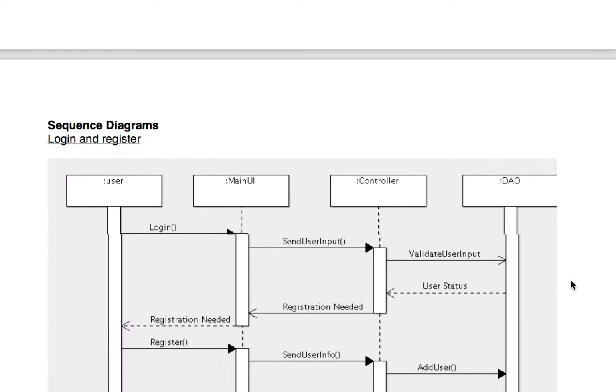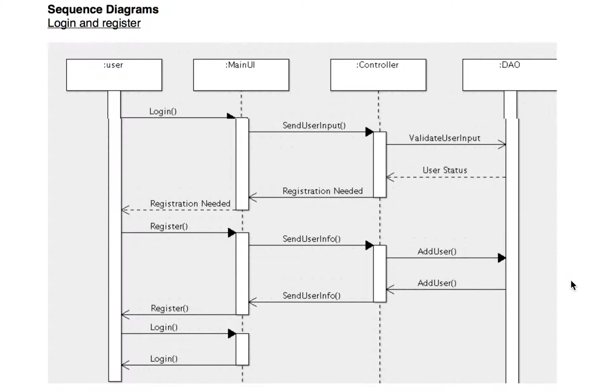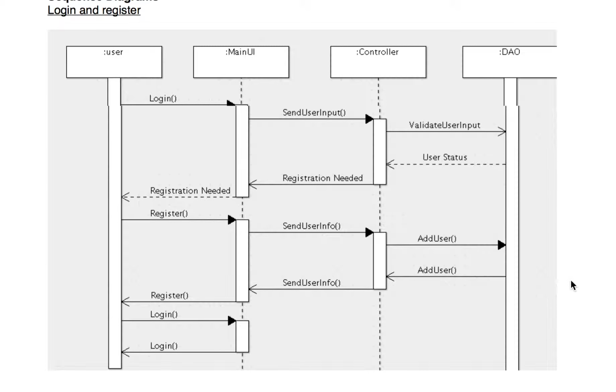Next, I have three sequence diagrams, all of which show the flow of information within a website. As the user first interacts with the main user interface, the interface will send user information or user input to the controller. The controller will then deal with the task if it can be handled locally on a computer. And if this is not the case, it then sends the information to the DAO or the local database.